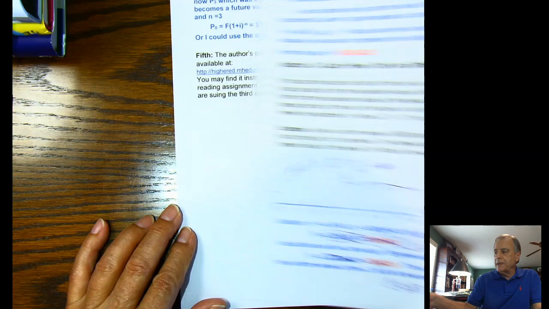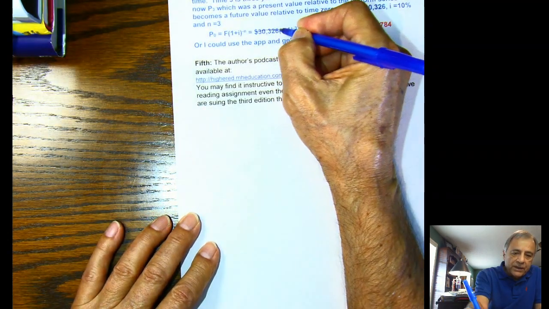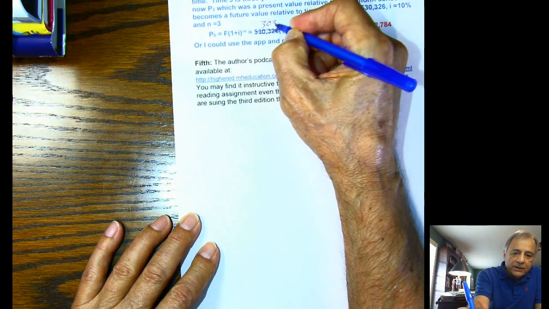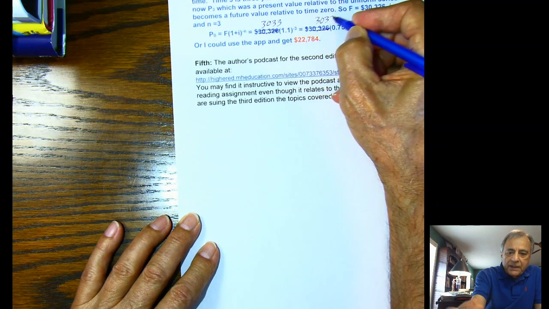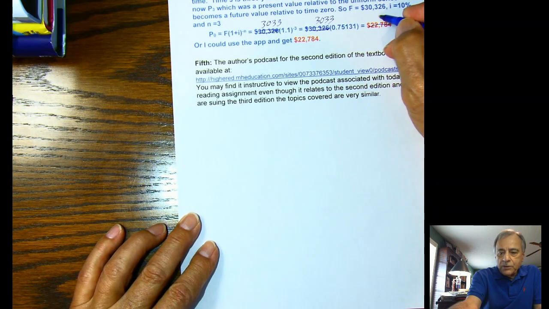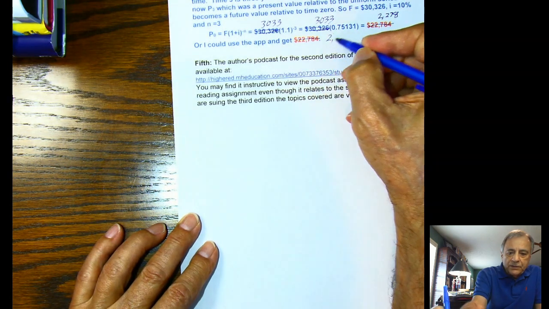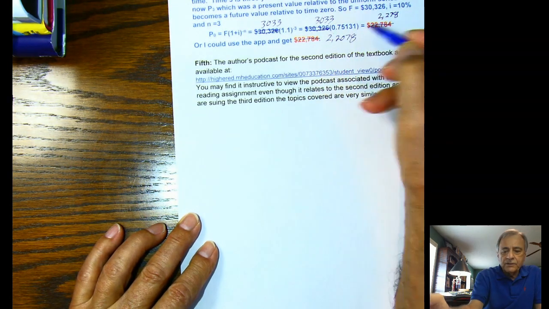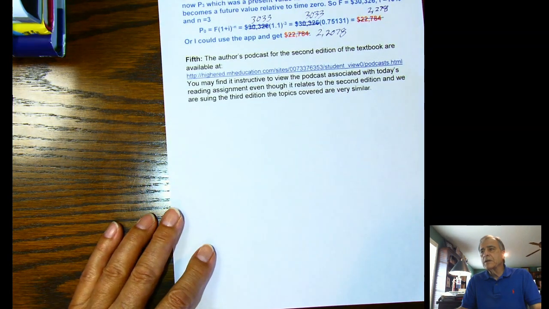So that's what I'm doing on the next slide, except I used 30,000. It should be 3,033. And therefore, I'm going to move this decimal place. This should be $2,278. And that concludes this portion.